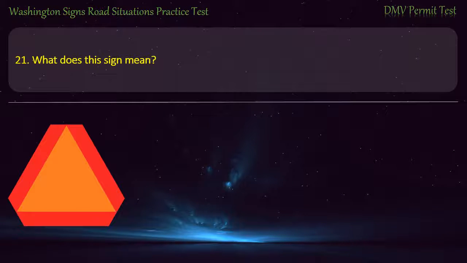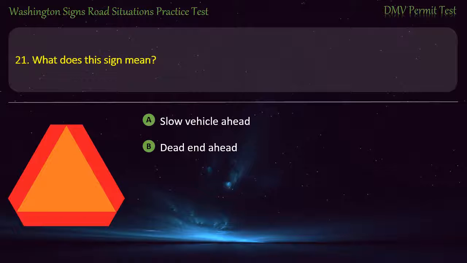Question 21. What does this sign mean? Slow vehicle ahead. Dead end ahead. No passing ahead. Work zone ahead. Answer. Slow vehicle ahead.